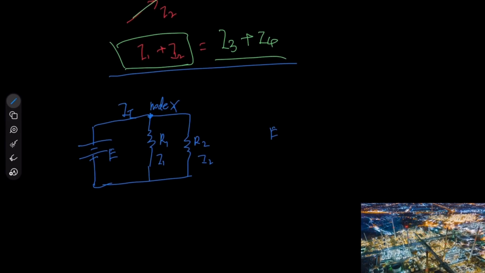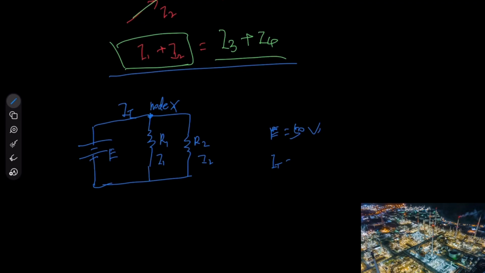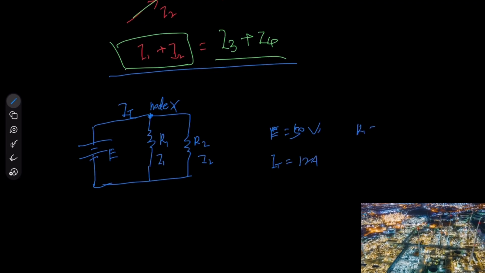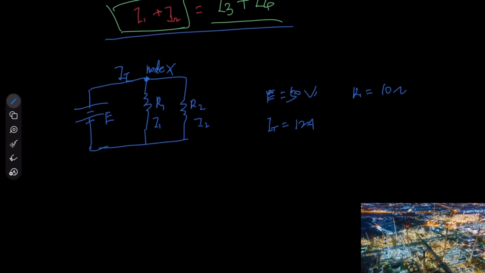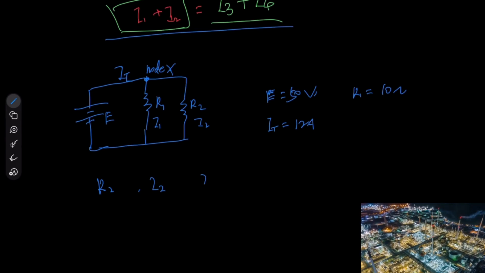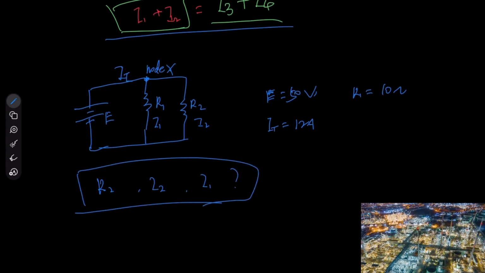Let's say E equals 50 volts and IT equals 12 amps. R1 equals 10 ohms. I find the value for R2, I2, I1. These are unknowns when you solve for these.